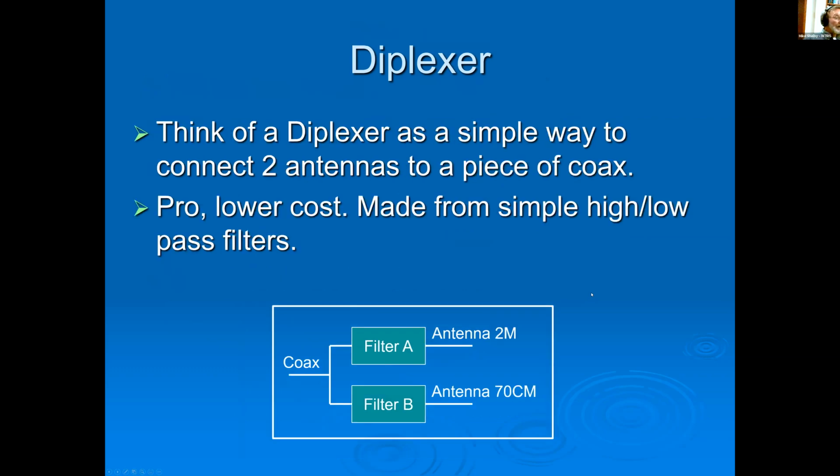Okay, so we're going to wrap things up here, and I've got a couple of review slides to make sure we understand what's going on. Think of a diplexer as a simple way to connect two antennas to a piece of coax. The pros are that it's low cost, made from simple high-low pass filters. The con is that there's no isolation in this. So it's cheap, inexpensive, but it gets the job done.